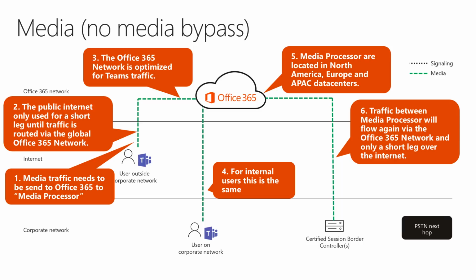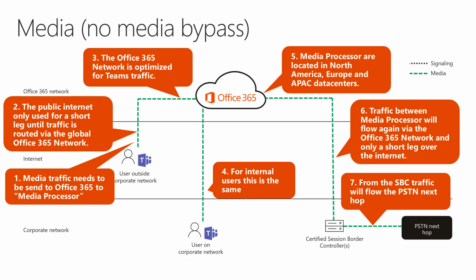Because this is, again, on the corporate network and you control the corporate network, you can work with your internet providers to optimize the network path between your corporate network and the Office 365 network. Then from the session border controller, the media flows to the PSTN next hop.